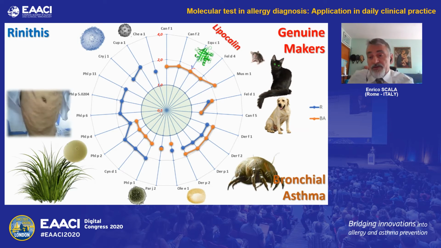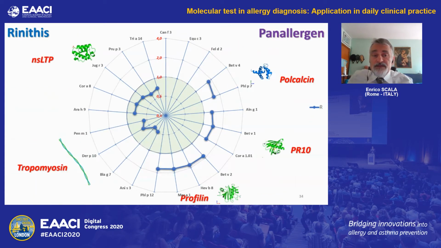And the same can be said also in the case of bronchial asthma, where lipocalin resulted to be selectively related with the presence of bronchial asthma. And talking about panallergens, once again, we could find the presence of several panallergens that are positively associated, like polcalcin, profilin, and PR10, and other panallergens like lipid transfer protein and tropomyosins that are negatively associated.